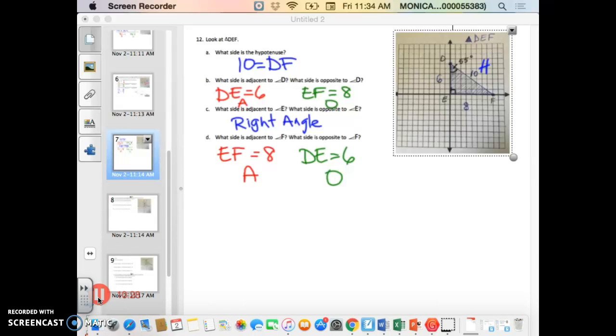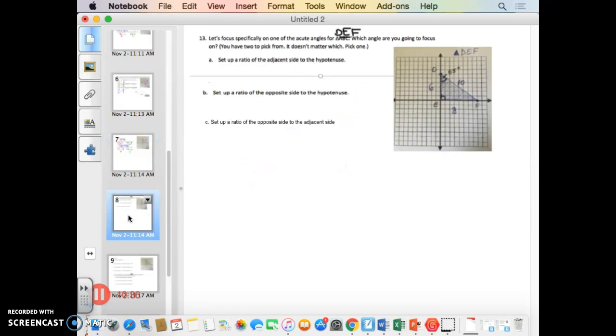And what you should notice is that depending on what angle you're looking at, the adjacent side will be opposite for each angle. Okay, so now we're going to move forward and set up our ratios. It says you can look from any angle. Since I looked from angle F before, I'm going to look from angle D. So now my adjacent side is here, my opposite side is here, and my hypotenuse always remains the same.